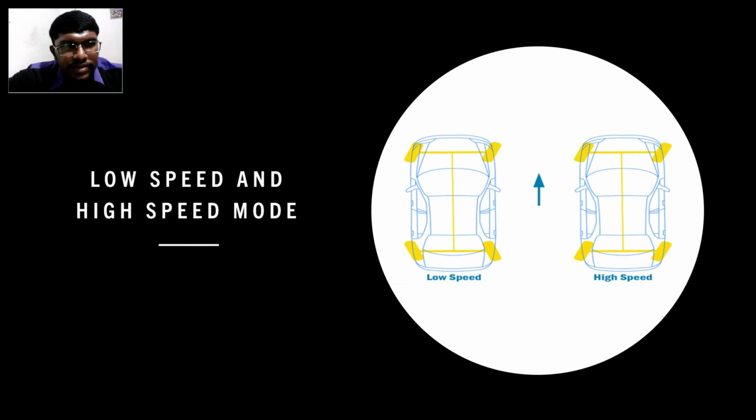Okay, now let me show the low speed and high speed mode. As you can see in the diagram here, at low speed the rear wheel will turn on the opposite side of the front wheel. Compared to the high speed mode, you can see the rear wheel will follow the exact front wheel angle, but the system will reduce the angle for the rear wheel to make it slightly stable.